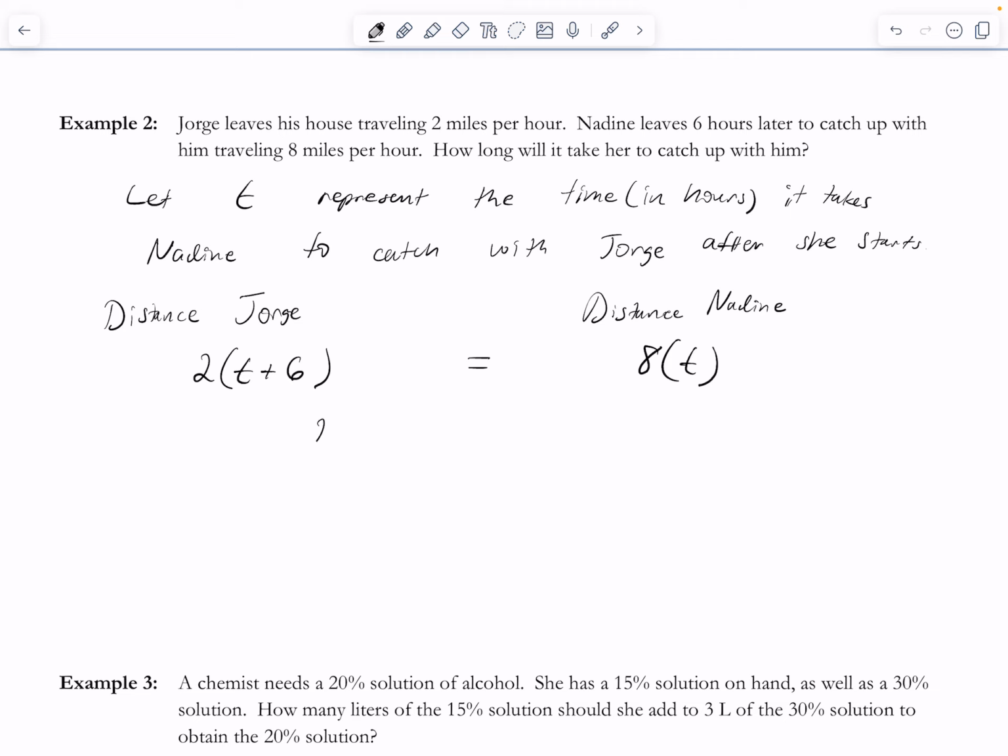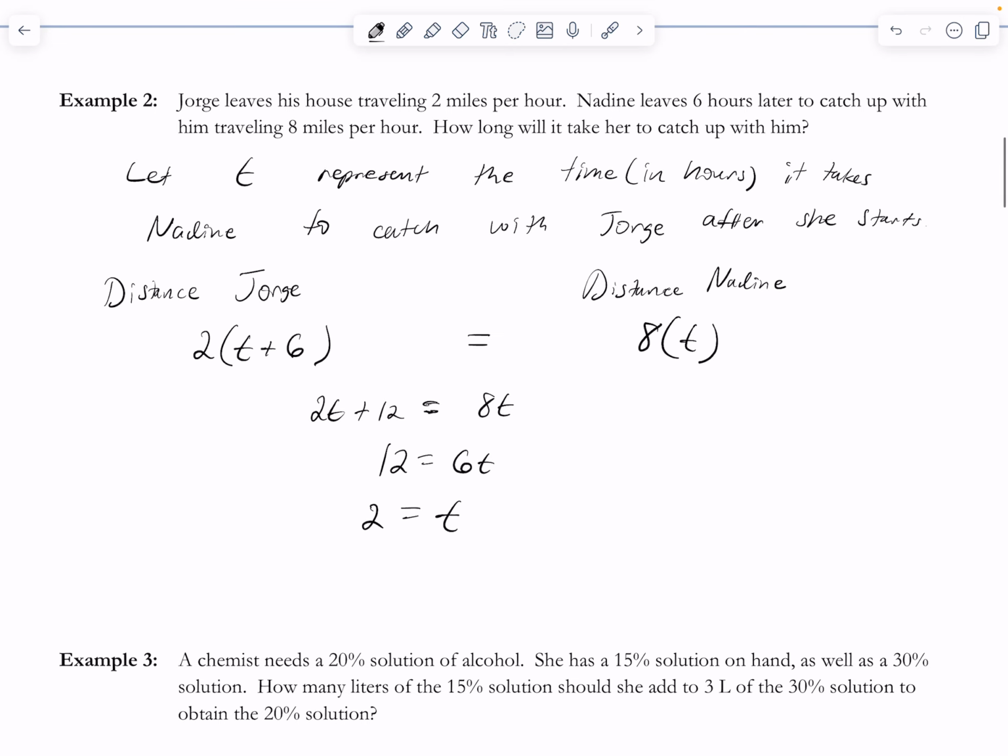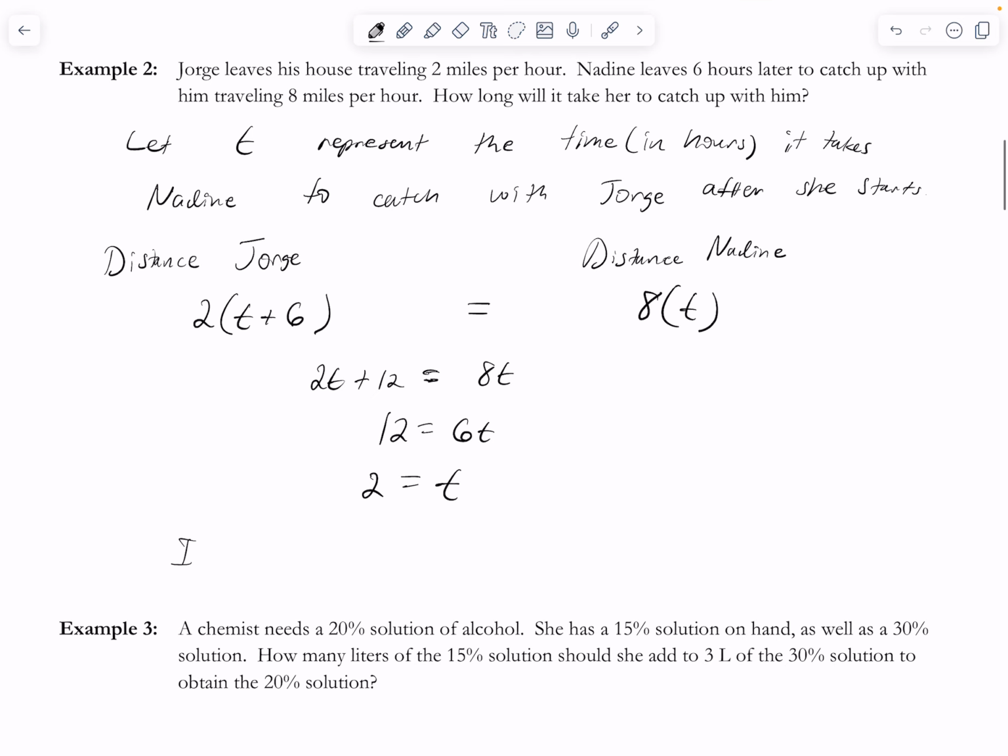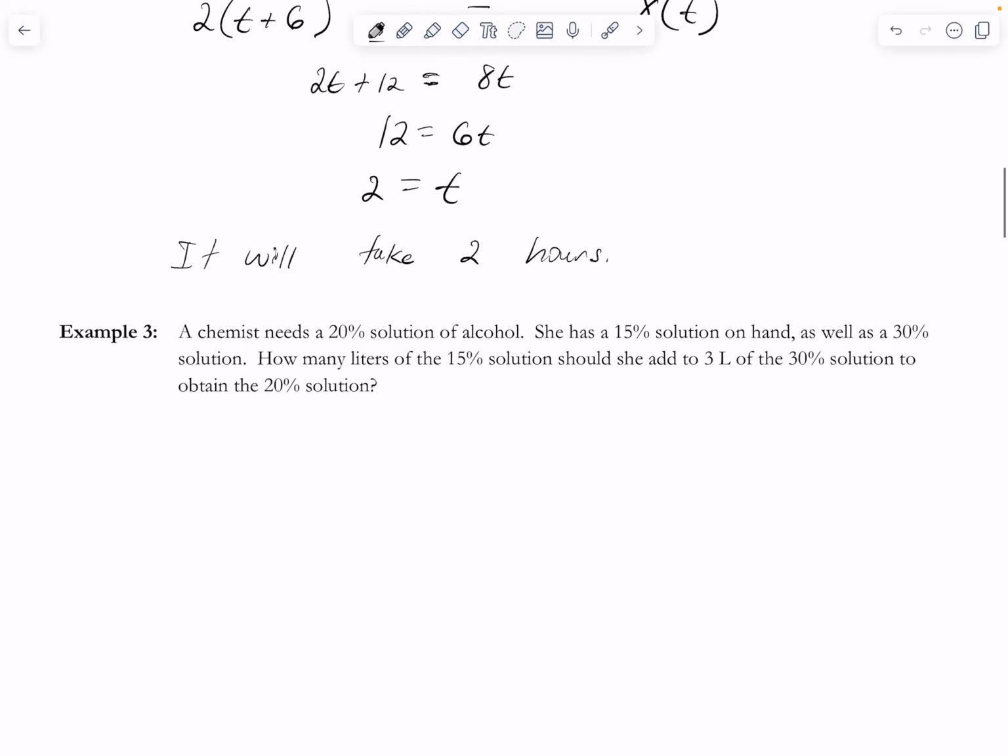So I'm going to distribute the 2. Get 2t plus 12 is equal to 8t. Move the 2t to the other side, and you get 6t equals 12, or t equals 2. So essentially, what we're saying here is that it's going to take Nadine 2 hours to catch up with Jorge if she's traveling at 8 miles per hour. So it will take 2 hours. Okay? All right, let's go to example 3.